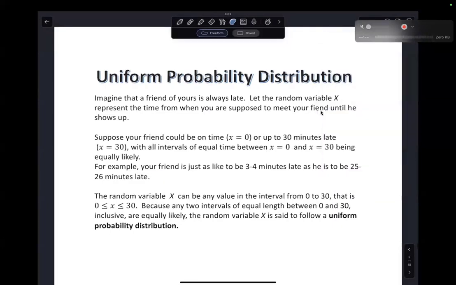Okay. So a uniform probability distribution, we talked about this probably in week 2. Way back when, we discussed the uniform probability distribution just a little bit. What the uniform probability distribution has to do with is that any point on the uniform distribution has an equal probability. So for example, we have a friend who's always late.